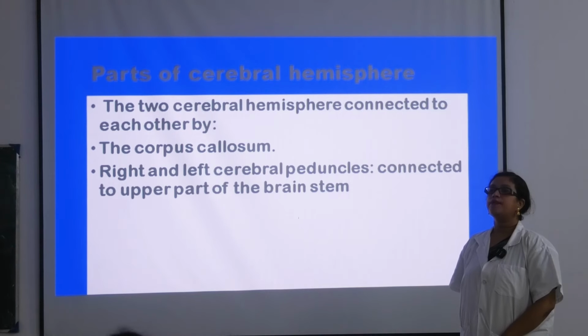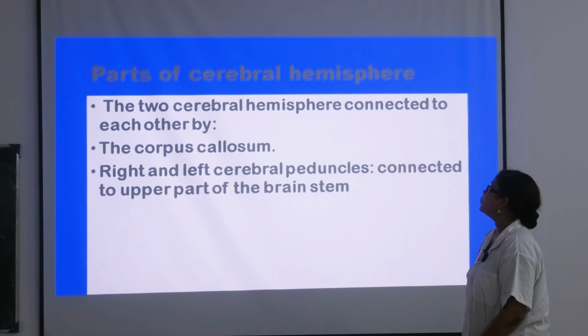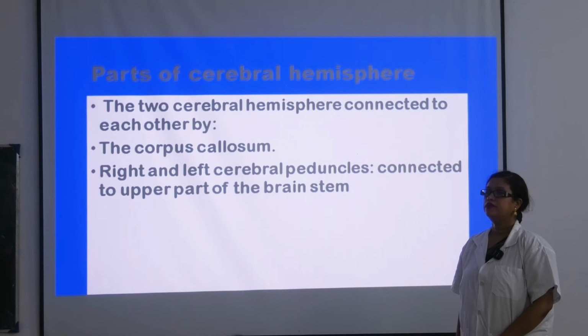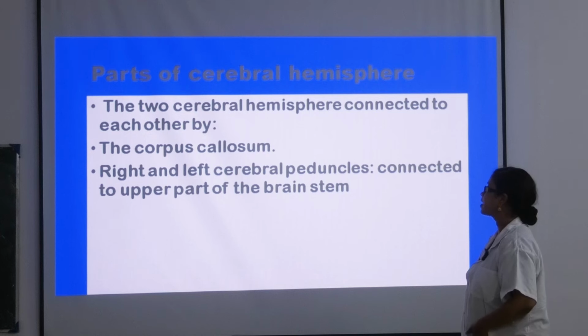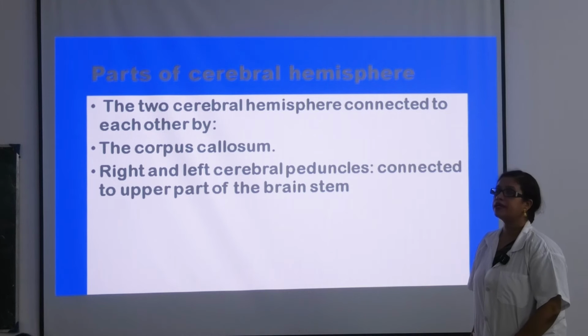Connects the superior part of the midbrain, superior part of the midbrain to the cerebrum. Okay, and just now I said midbrain e ki pabe?